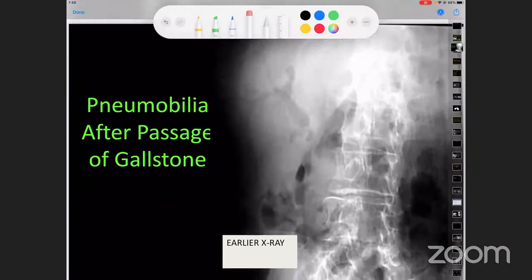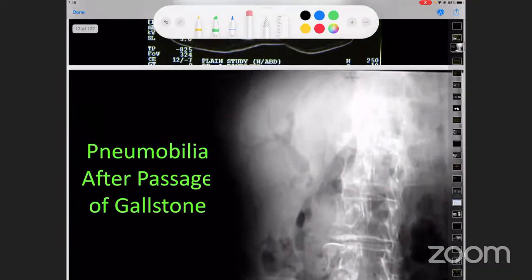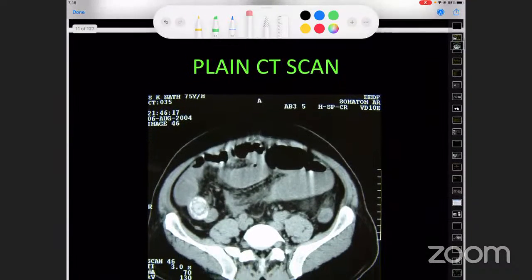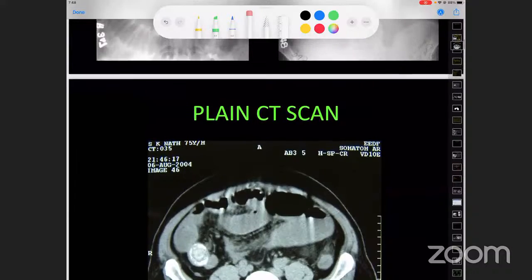This patient had an earlier X-ray, which was now taken out from the bag, because the gentleman was admitted at a peripheral hospital, and we noticed there was evidence of pneumobilia. So we landed up with the telltale postgraduate diagnosis of gallstone ileus, and we got the regular stride.